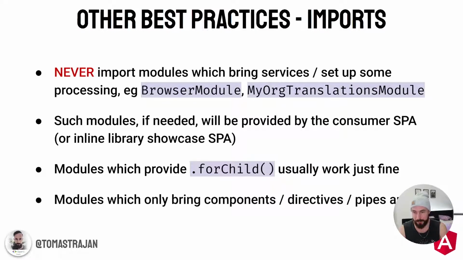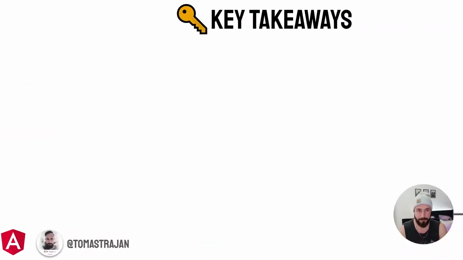Then the next thing: if the module only brings components directly and pipes, so the things which have only something to do with the template, those can be imported wherever. So it's always about those providers, because there we will get more than one instance in case we were only expecting a single global instance, if we import such a module in both eager and lazy part of the application.